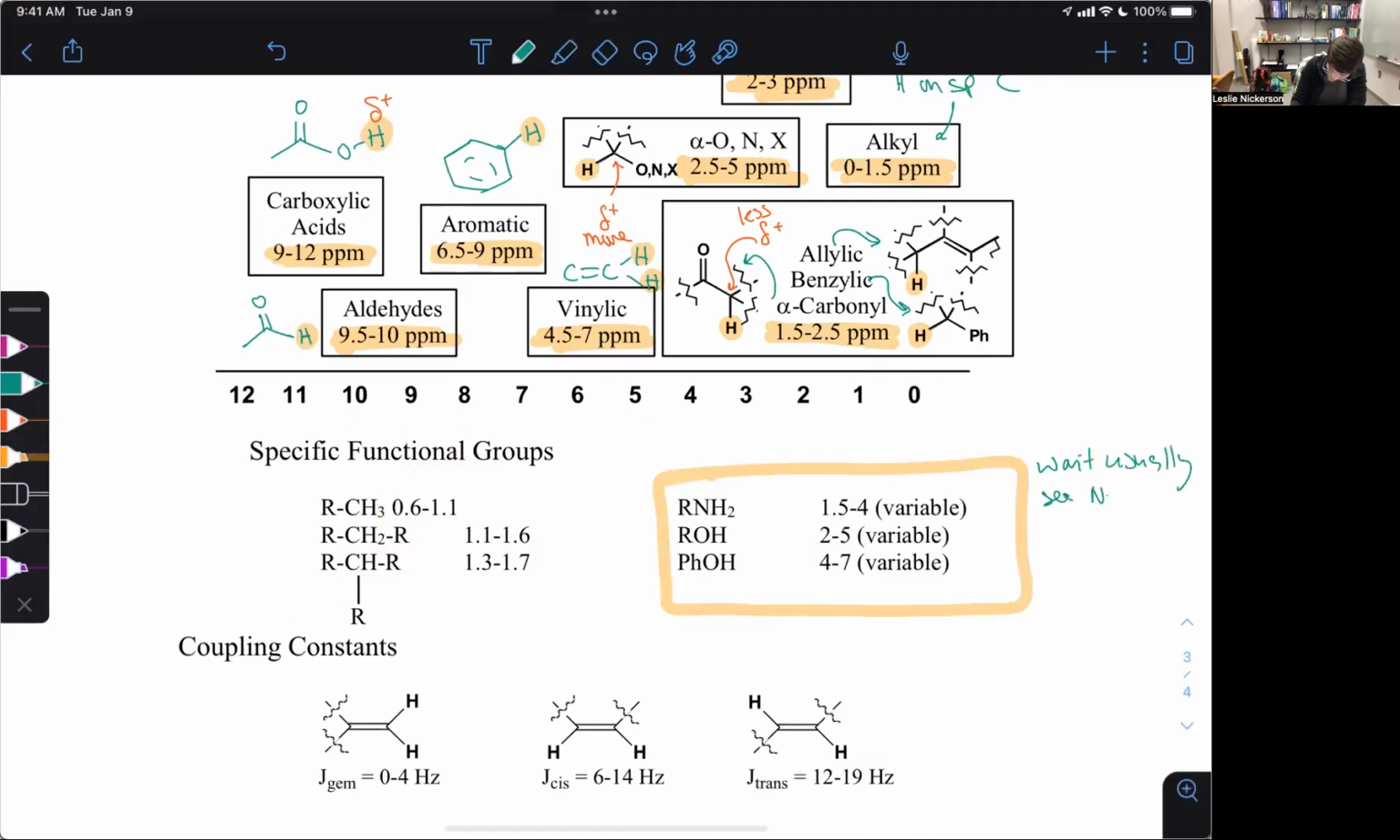you don't usually see the NH or OH coupling with the neighboring protons, and we're going to talk about neighbors in the next video. And they're generally more broad.